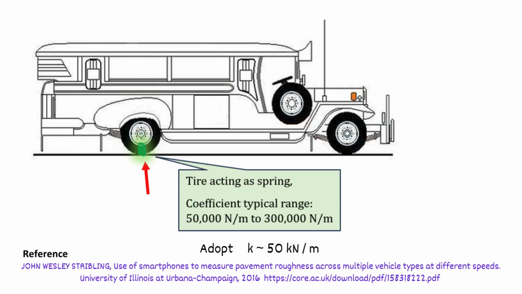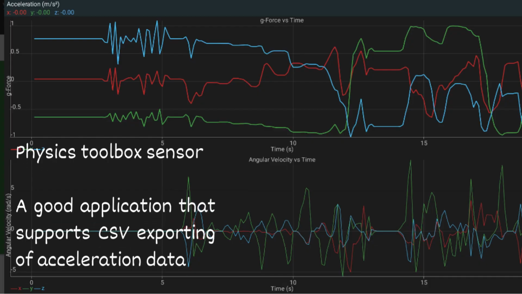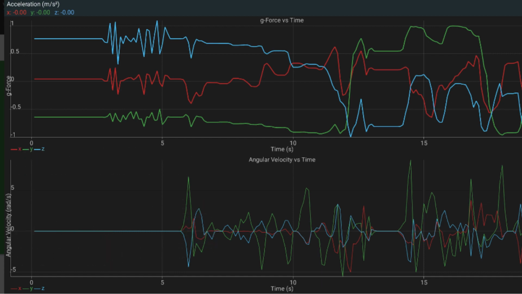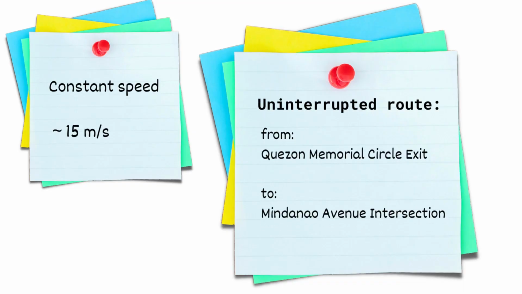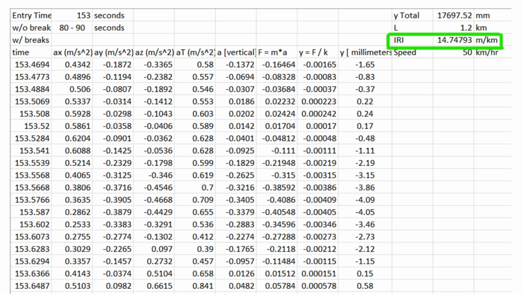Tire, acting as spring, will have coefficients typically around 50 to 300 kilonewtons over meter. Physics Toolbox Sensor is a good application that supports CSV exporting of acceleration data. Generally the ride is of constant speed around 15 meters per second through an uninterrupted route from Quezon Memorial Circle exit to Mindanao Avenue intersection. Here are a few sample outputs of this experiment.